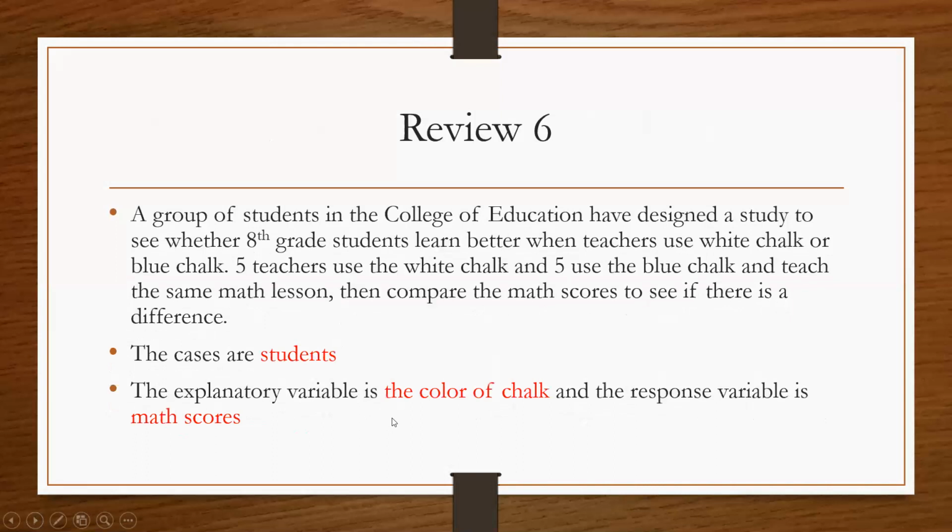All right. So the cases in this are going to be the students because all that really matters here, well, what they're really measuring, okay, sorry, it's the number of participants. And so the students are those participants that they are studying. And then the explanatory variable is the color of chalk. That is what's being manipulated by the teachers to see whether that does have some kind of effect. And then the response variable is how well they score. It just comes down right to that.